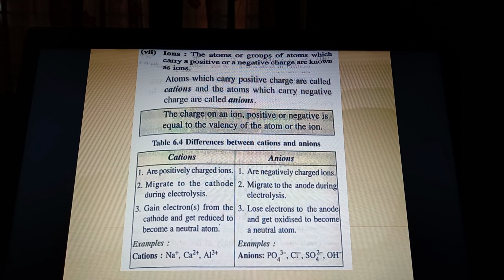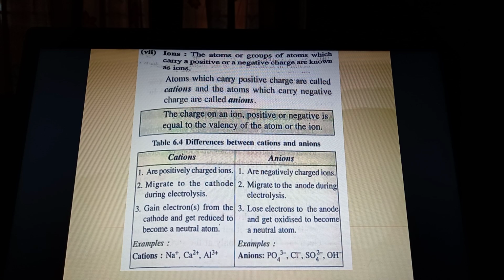Most of the things that we are discussing in this video are known to you. They are the fundamentals, but we have to revise before we actually go to the most important part of the chapter. Now, cations are positively charged. Anions are negatively charged. C goes to C, so cations migrate to cathode, and A goes to A, so anions migrate to anode during electrolysis.